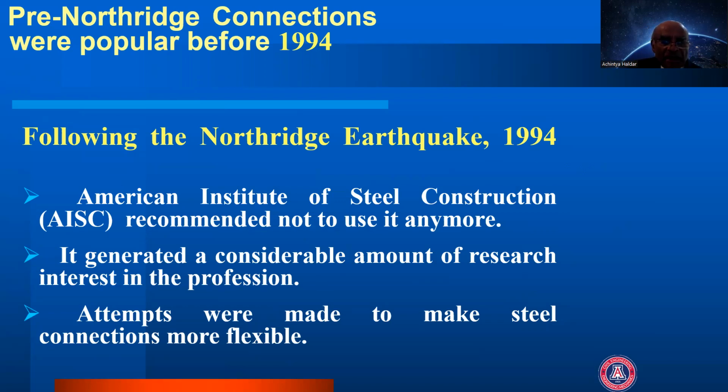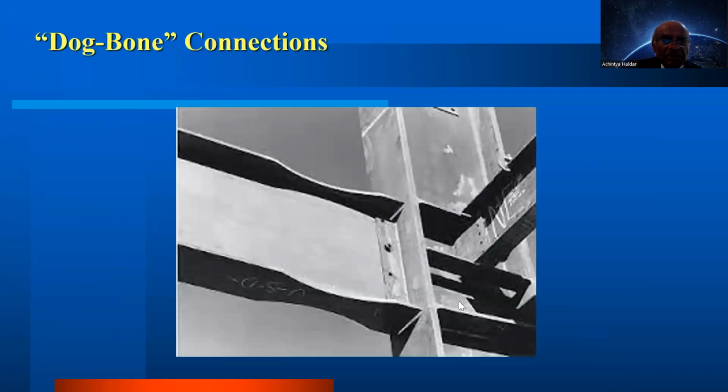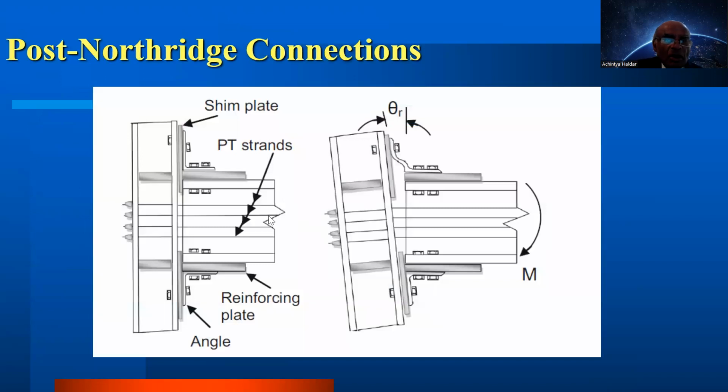Attempts were made to make the steel connection more flexible. Now, many connections were developed. I cannot talk about all of them, I'm just going to identify some of them. Cover-plated, spliced beam, side-plated, bottom haunch, connection with vertical ribs, reduced beam section or dog bone, or slotted holes in the weld. I'll talk in more detail in this presentation. Here I'm showing a typical dog bone arrangement. You can see the beam flanges are reduced at the top and bottom.